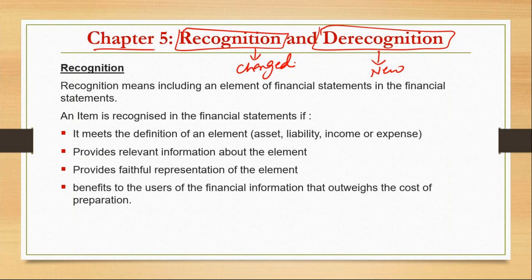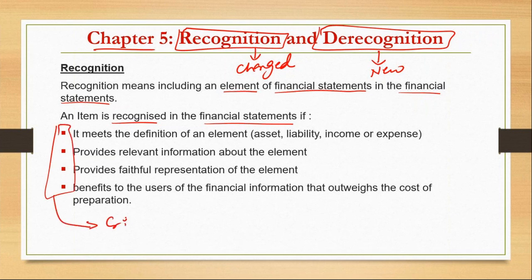Okay, so now chapter number 5, the recognition criteria has changed, which says recognition means including an element of the financial statements in the financial statements. Obviously, an item is recognized in the financial statements if. So now we have these 4 criteria, where the first criteria is it meets the definition of an element.